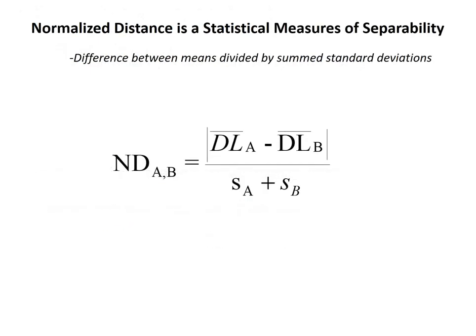Finally, if you're interested in quantitative metrics, I'll just leave you with this metric of normalized distance, which is a statistical measure of separability for any specific band. So it would be the difference between the digital numbers between spectra A and B divided by the sum of their standard deviations. So you'd compute this normalized distance for any particular spectral band, and it's a measure of how separable they are.